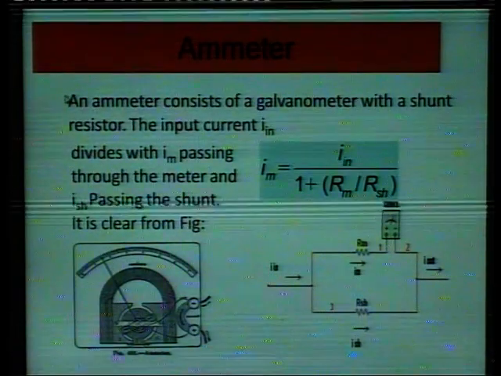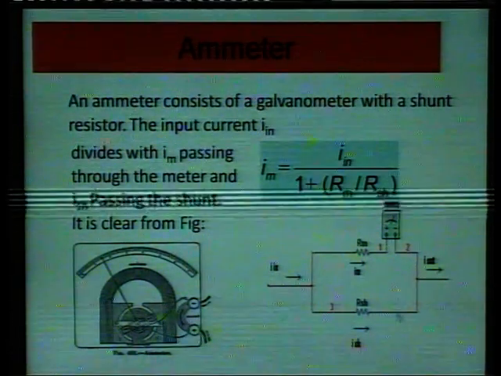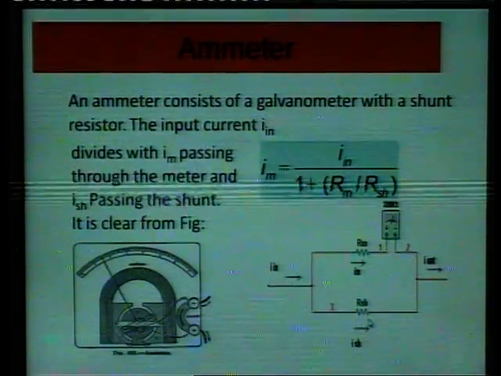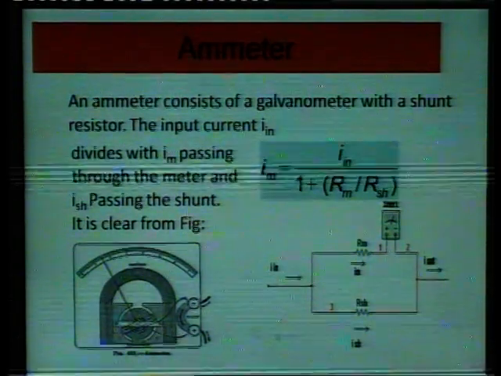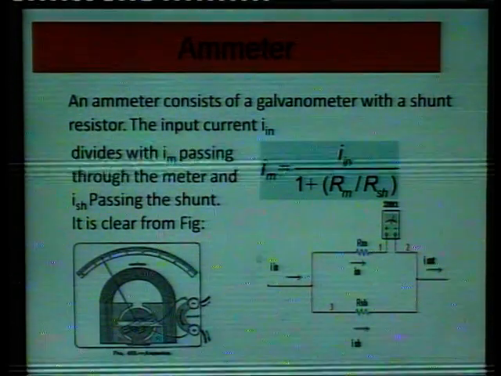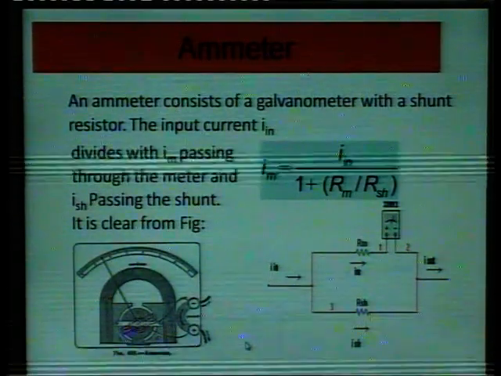So how is a galvanometer converted into an ammeter? By connecting a low shunt in parallel with the galvanometer. So it is shown here, and an ammeter is always connected in series.